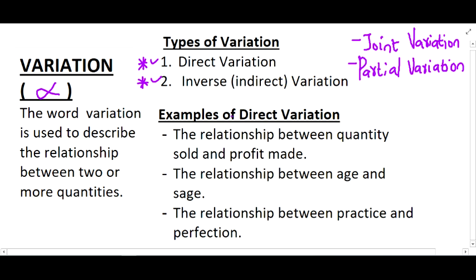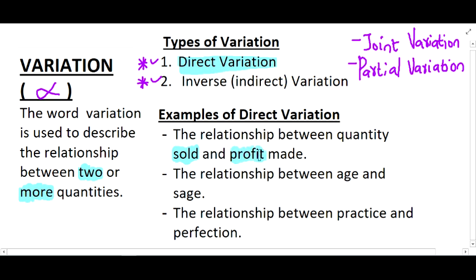Okay, examples of direct variation. At this point I'm dwelling on direct variation, which is the first part of this class. On direct variation we have examples. The relationship between quantity sold and profit made. And remember I told you that this is the relationship between two or more quantities. So now we have 2 scenarios here. The relationship between quantity sold and profit made.